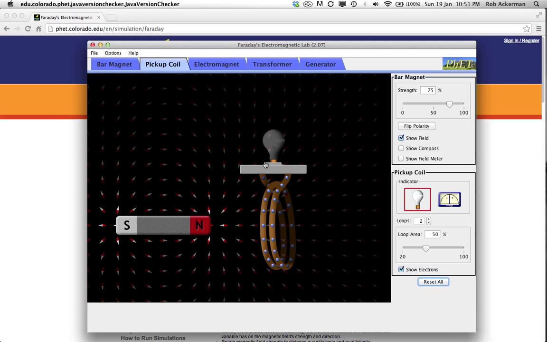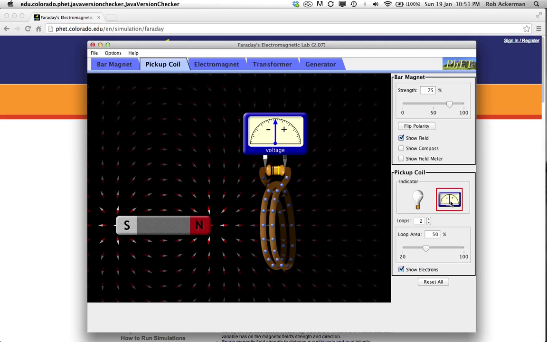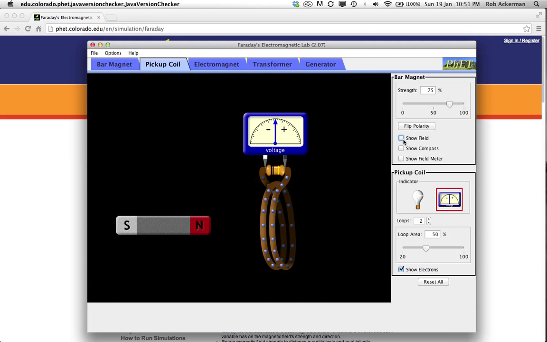What I'd like you to do is switch the light bulb for a voltmeter by clicking on this button right here. Also, we don't really need to see the field. It's a little distracting, so get rid of that. And at this point, you're pretty much set to answer the question that I asked you a moment ago. If electric currents can produce magnetic fields, then is the reverse true? Can magnetic fields produce electric currents? If this magnet can produce an electric current, then we are going to see the voltmeter's needle deflect one way or the other.